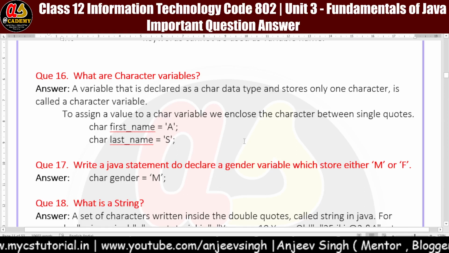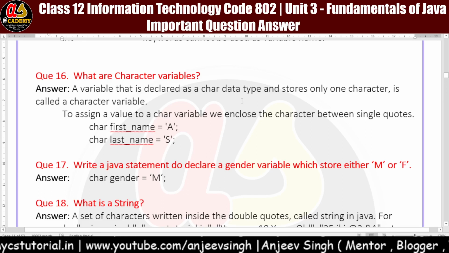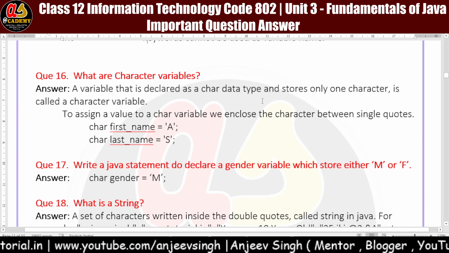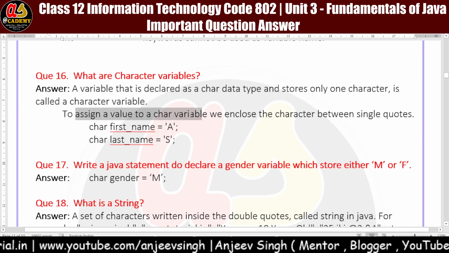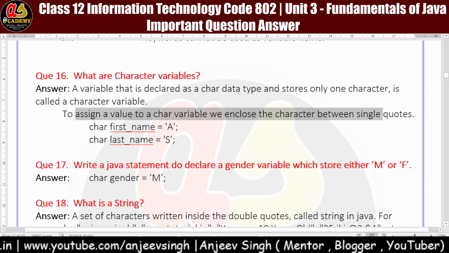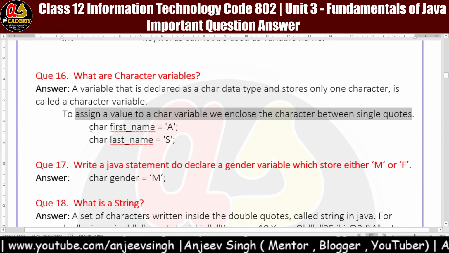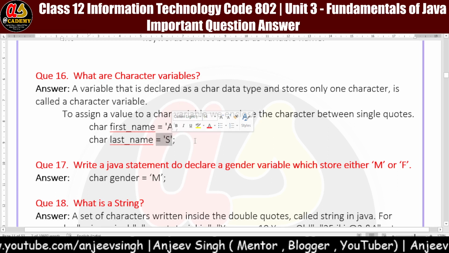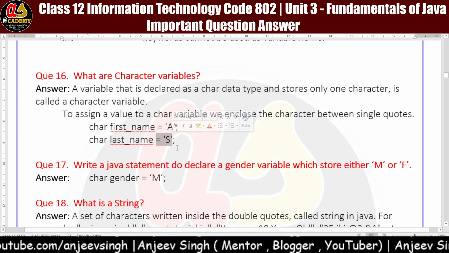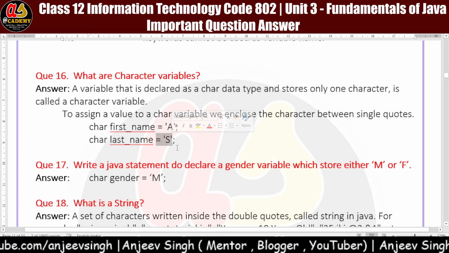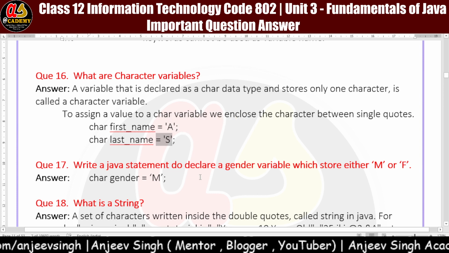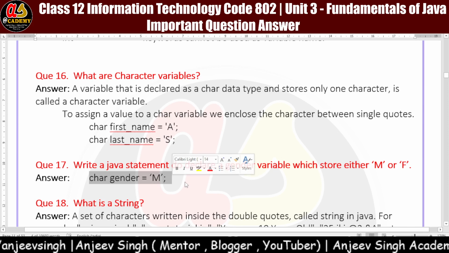What are character variables? A variable that is declared as a char data type and stores only one character is called a character variable. To assign a value to a char variable, we enclose the character between single quotes, like char firstName, with the value written inside the single quotes. So one character you can store in a character variable. Write Java statements to declare a gender variable which stores either M or F. Look at this, this is the solution of this question.